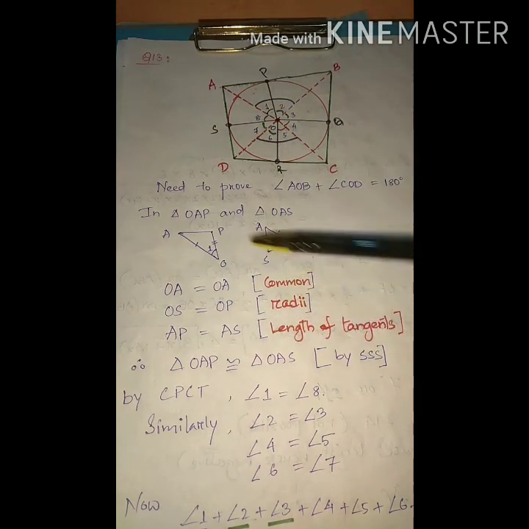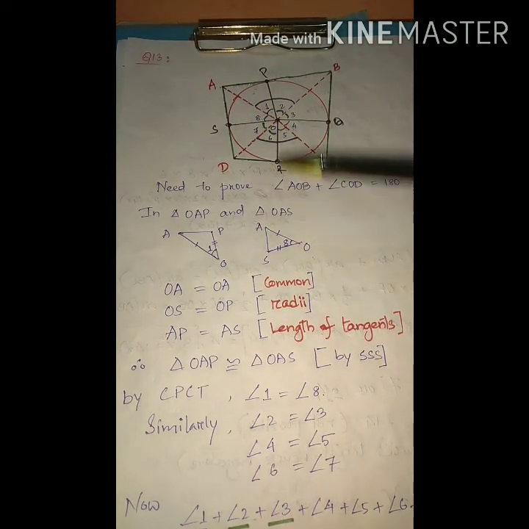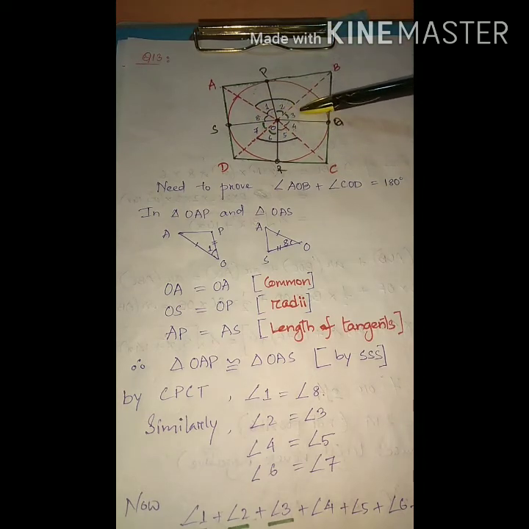So that's why we write here angle 1 is equal to angle 8. That means 1 is equal to 8. Similarly, we can prove 2 is equal to 3, 4 is equal to 5, and 6 is equal to 7. So that's why different colors are mentioned. That means these angles are equal here. Is it clear? Understood? Okay.